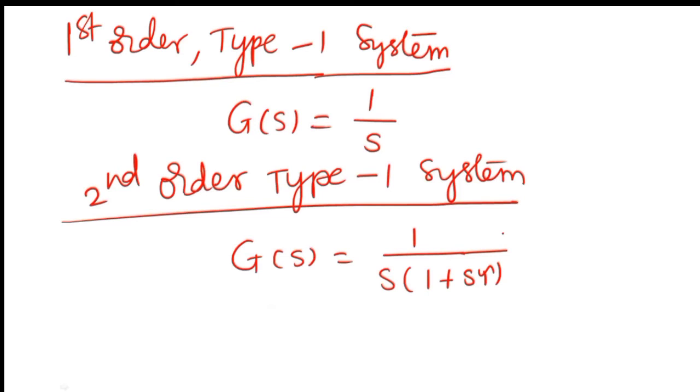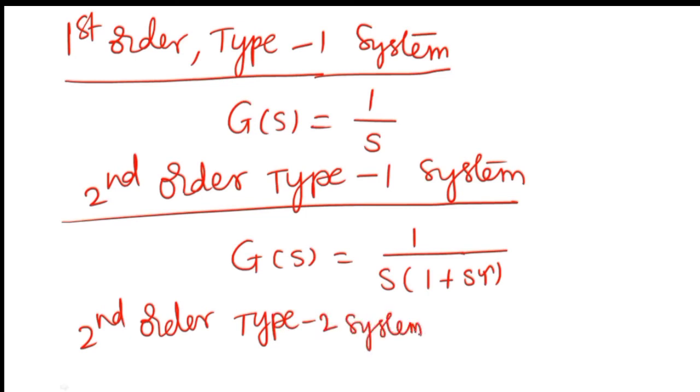Okay. Next, second order type 2 system: E of s is equal to 1 by s square. This is second order type 2. I hope you understood the difference between order and type of a system.